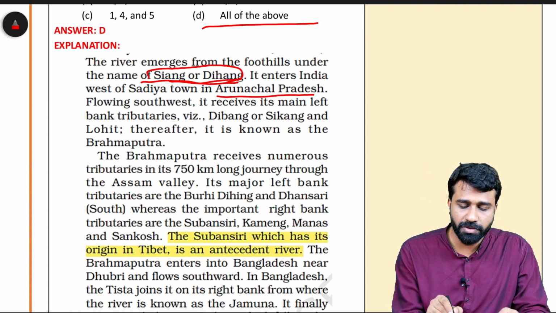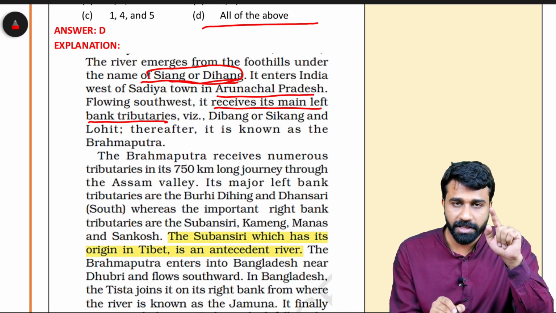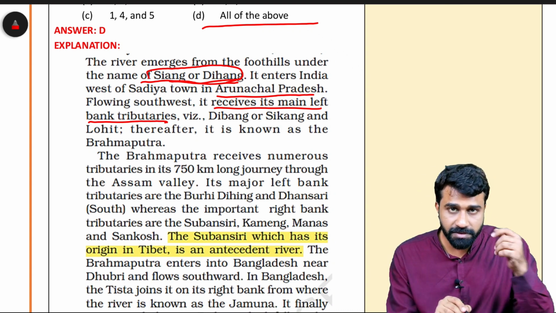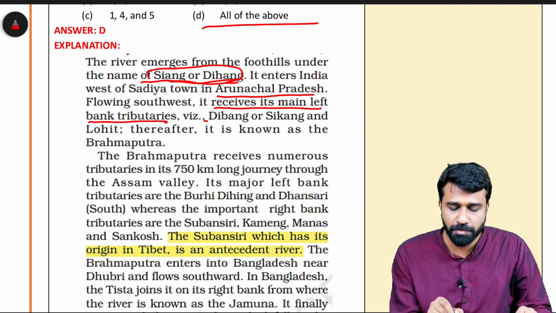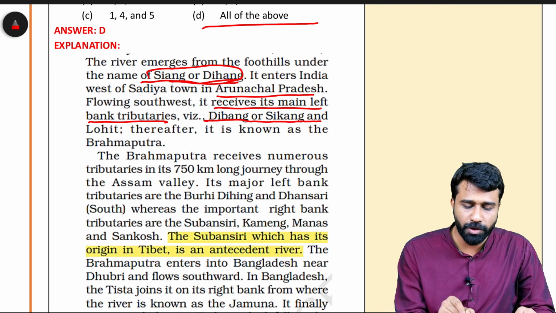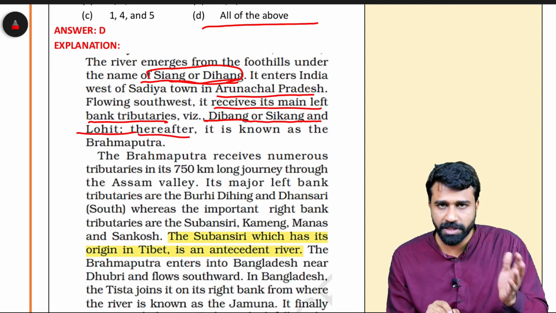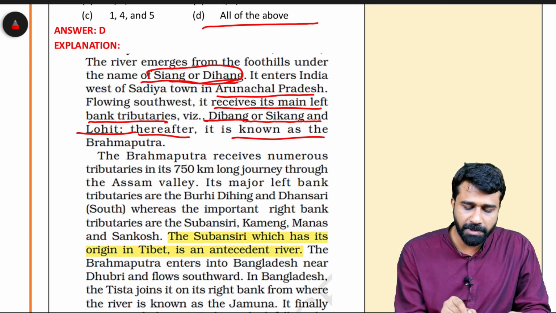Next, following southwest, it receives its main left bank tributaries. Coming to the tributaries which are forming the Brahmaputra, just remember Dihang is entering Arunachal Pradesh, and next it receives its main left bank tributaries. The names of those tributaries were Dibang and Lohit. Siang or Dihang, both are the same, and it is known as the Brahmaputra.